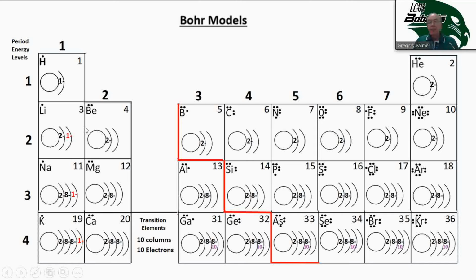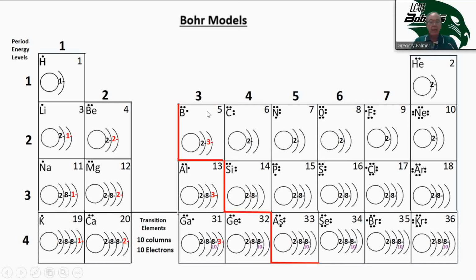And then everything in family 1, all these alkali metals, all had one valence electron. And I put them here in red because I wanted them to stand out. And everything in family 2, beryllium, magnesium, and calcium, all had 2 valence electrons. And I put them in red here because I wanted them to stand out.